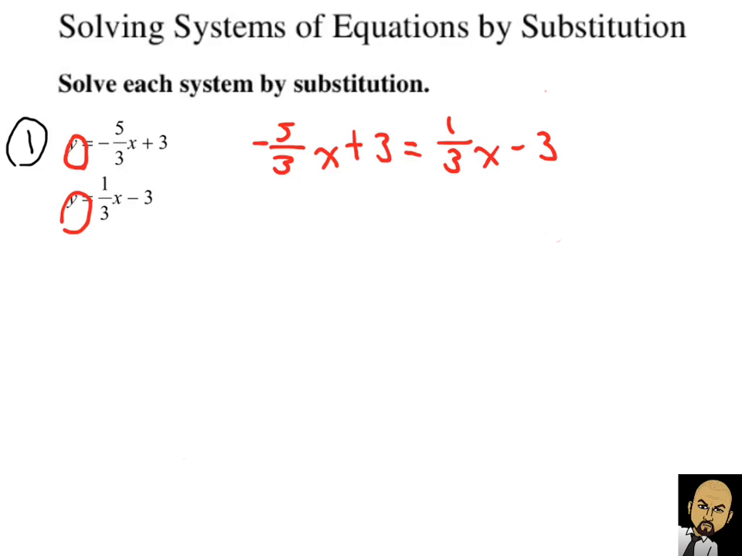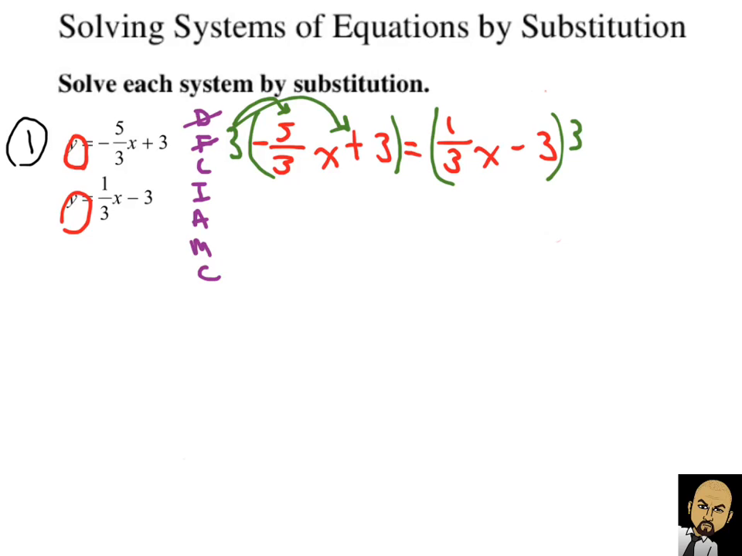And so here we have an equation. This is the unit we just completed, so you're going to use "Friends Don't Come in Algebra Math-em." First thing you do is distributive property. No, you have fraction busters. The least common multiple is 3, so you're going to multiply everything by 3, and that's going to give you negative 5x plus 9 equals x minus 9.